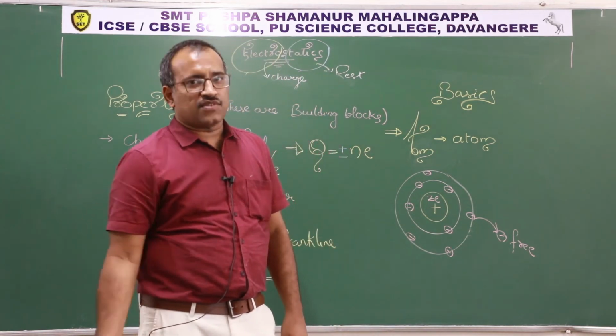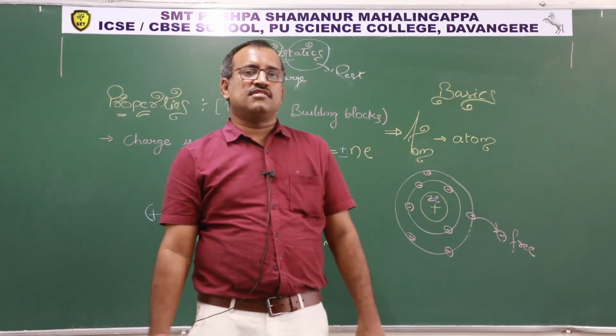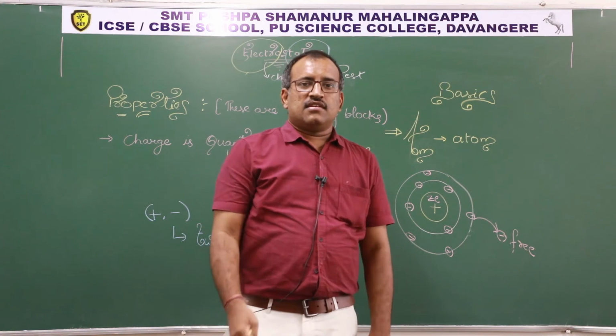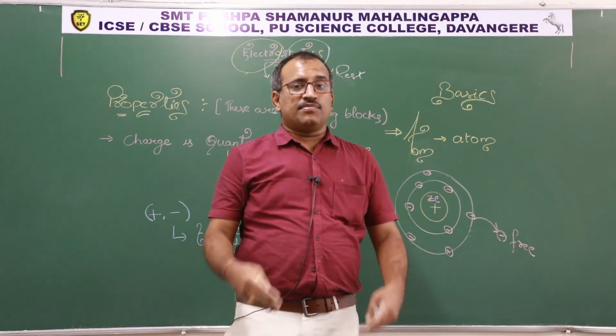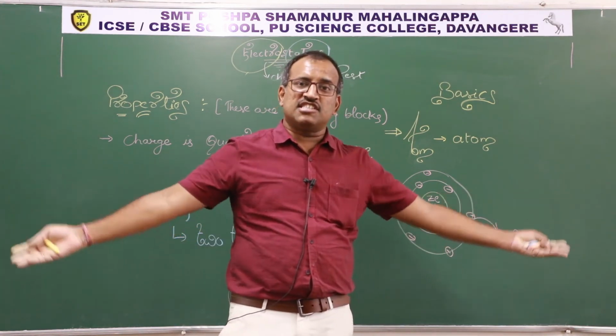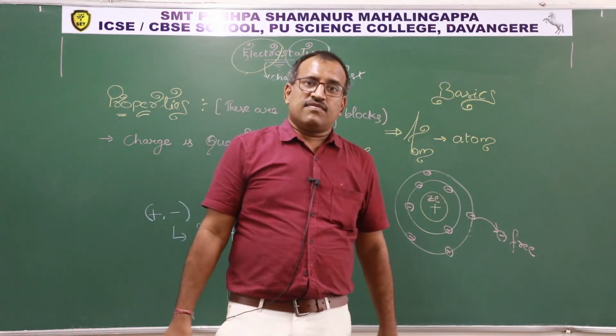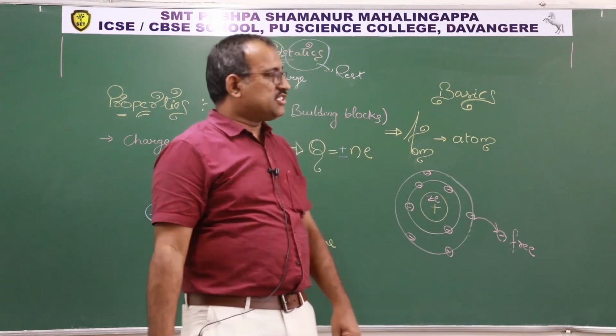Quantized. Q is equal to n times e, where n is a positive integer. If you study well and if you produce, maybe this branch will become 100 branches. That time we can't use Q is equal to ne.